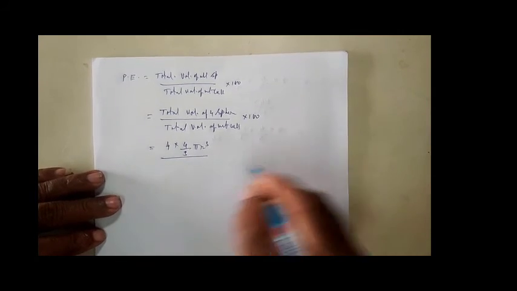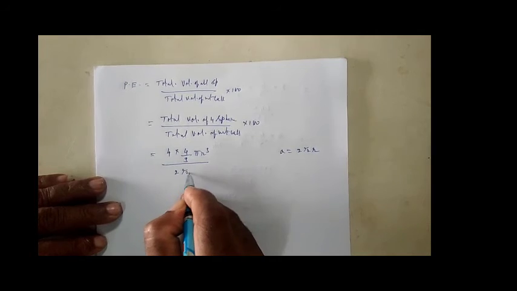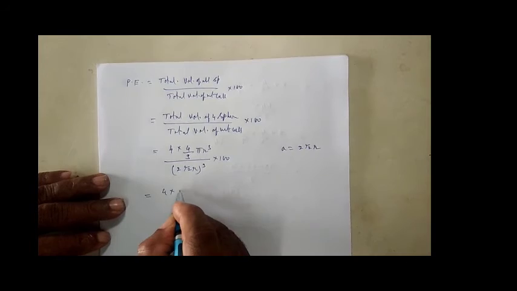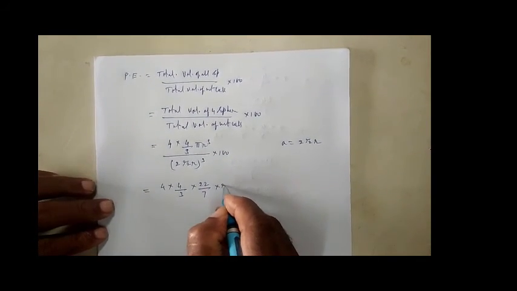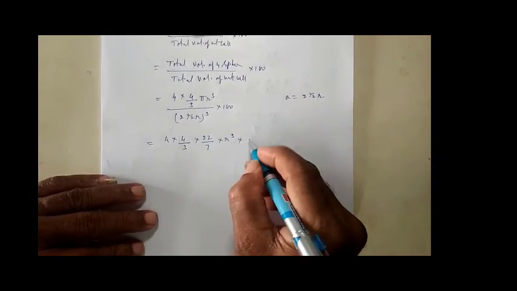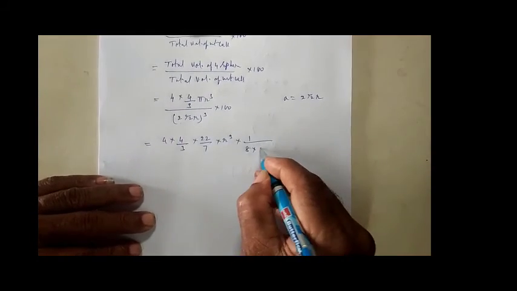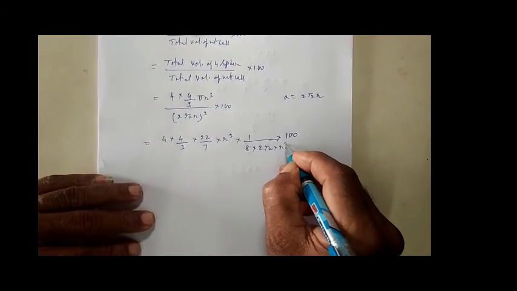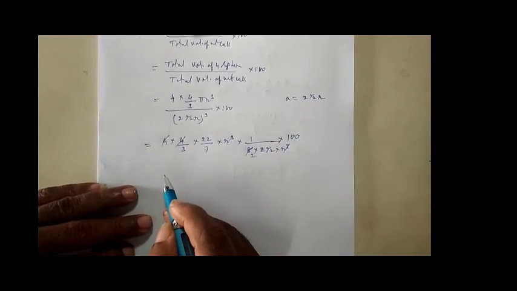What is the edge length? Edge length is nothing but A equal to 2 root 2 R. Therefore, 2 root 2 R whole cube into 100. This is nothing but 4 into 4 by 3 into pi value 22 by 7 into R cube into, this becomes 2 root 2, 2 cube is 8, root 2 cube becomes 2 root 2, into 100. Of course, here R cube, R cube get cancelled.